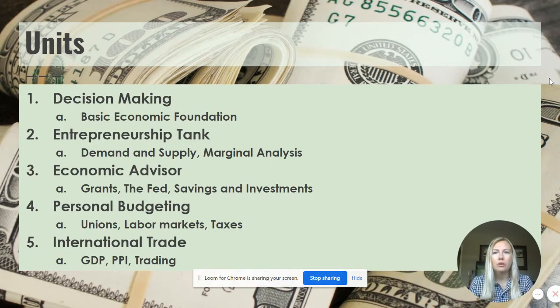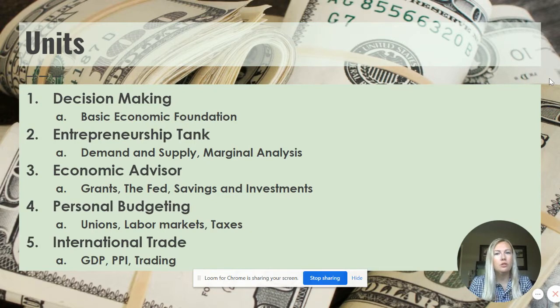Here is how this will look for the course of the year. First will be the decision-making unit. This is where we focus on the economic principles, the foundation of this course. So scarcity, decision-making, trade-offs, opportunity costs, all of those foundational vocabulary terms that will be utilized throughout the rest of the course.